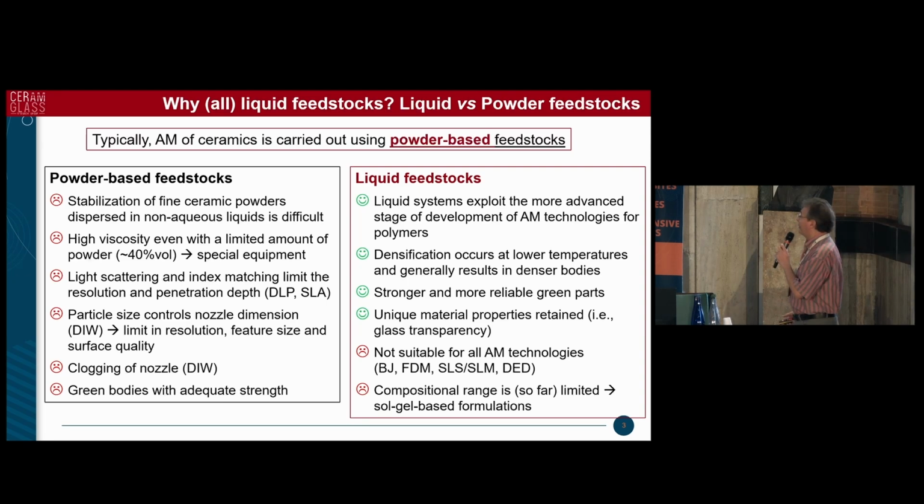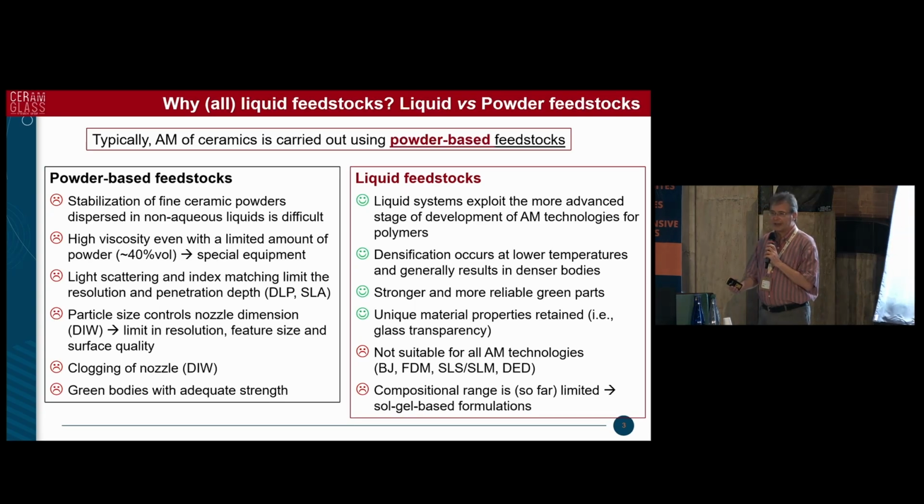The reason why we are interested in liquid feedstocks is that powder-based feedstocks for additive manufacturing have some issues, for instance in terms of the stabilization of fine ceramic powders in a non-aqueous medium, specifically a photopolymer. Also, if you disperse a high load of fibers in such a polymer, then you have a very high viscosity. You need special equipment for printing if you want to achieve good results.